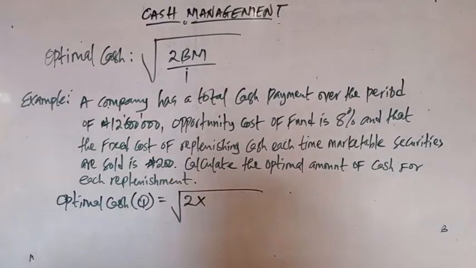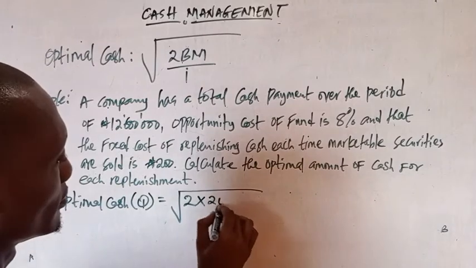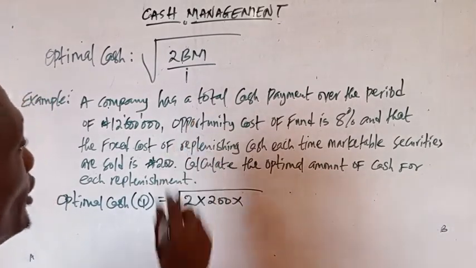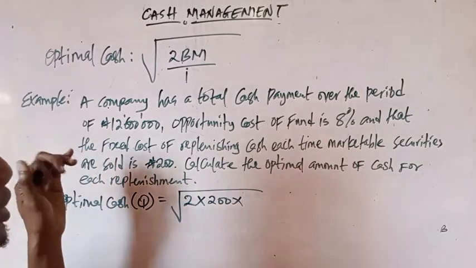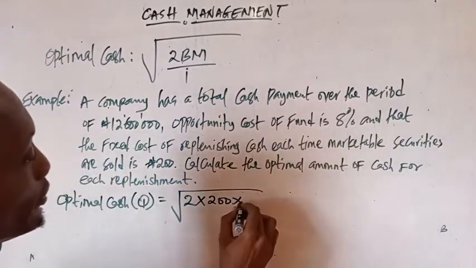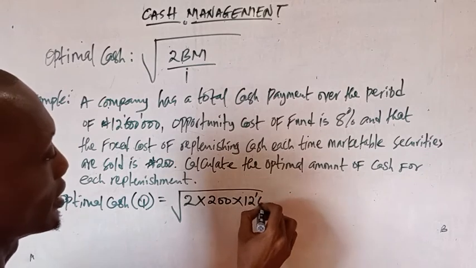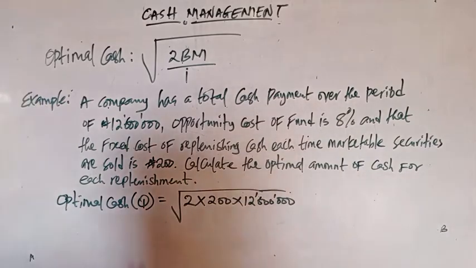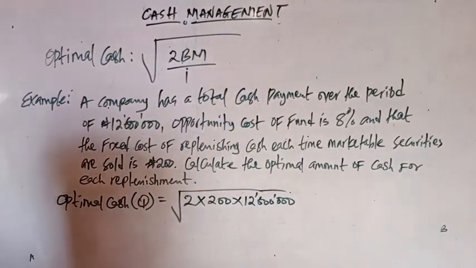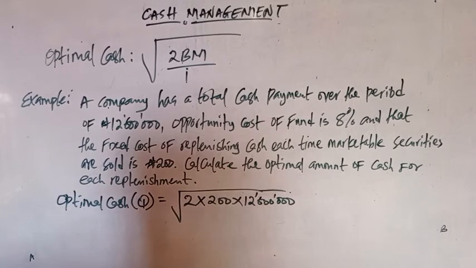So by 200 multiplied by M, that is the total fund needed for the year, the total payment for the year. That's 12,600,000. So these are just mere representations. You can represent them with any variables you like, just like A, B, C, any variables you like anyway.